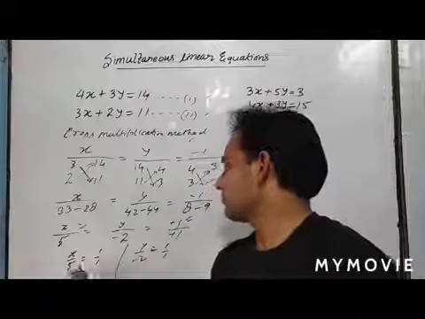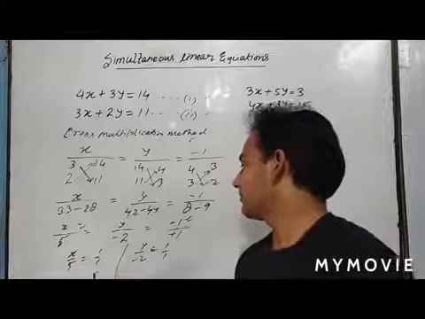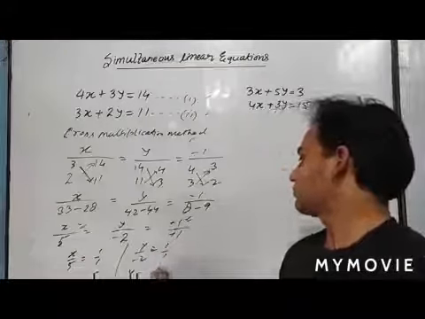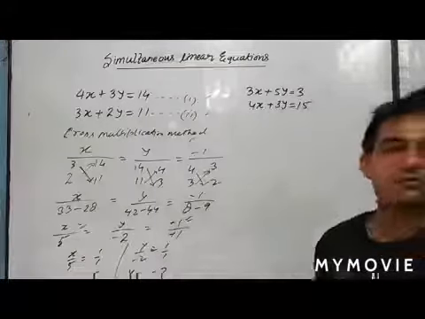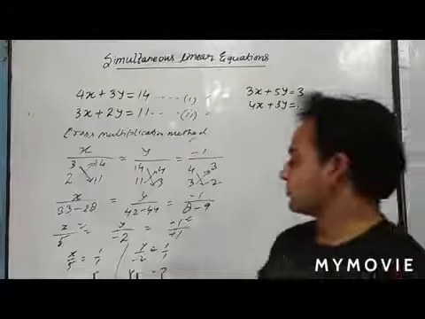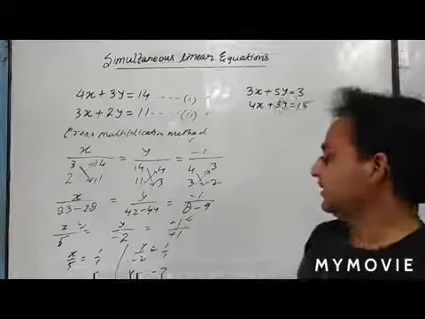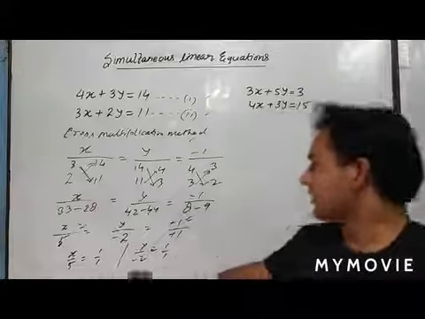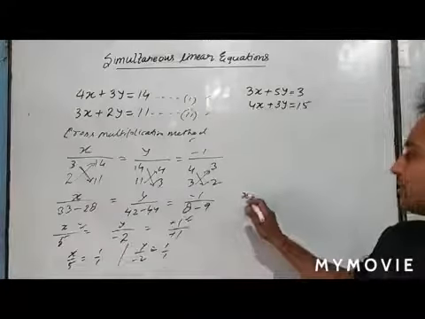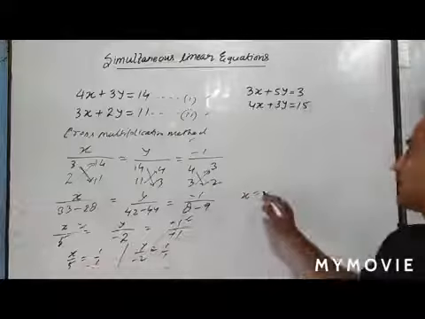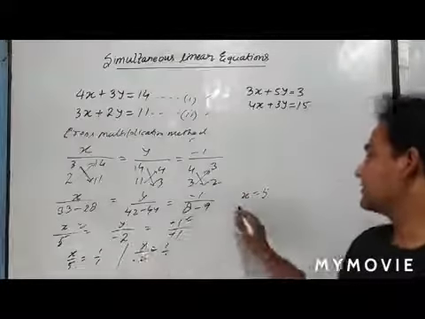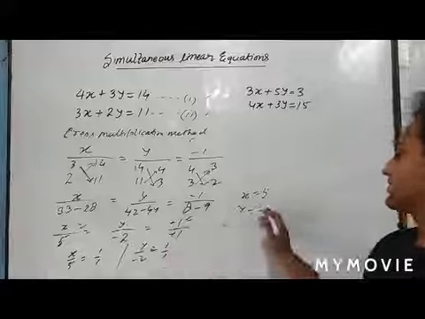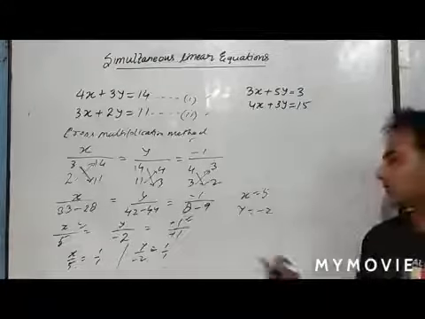So x will be equal to 5 into 1, that is 5, and y will be equal to minus 2 into 1, that is minus 2. So this is the value of x and y. I think this is not coming in the video, so I'll write here. x is equal to 5 into 1, that is 5, and y is equal to minus 2 into 1, that is minus 2. So these are the values of x and y.